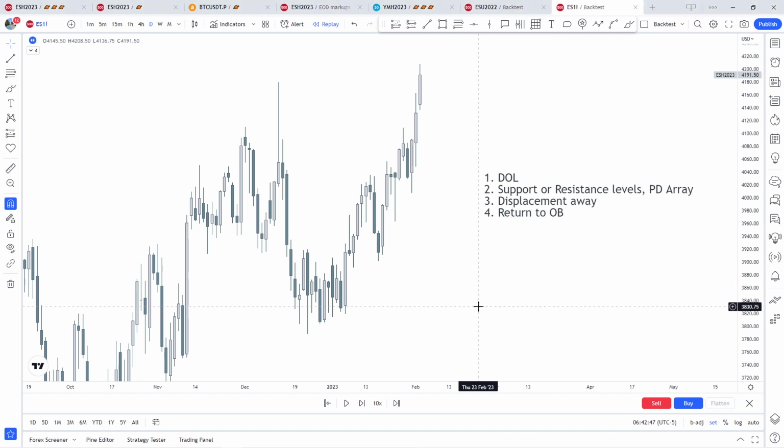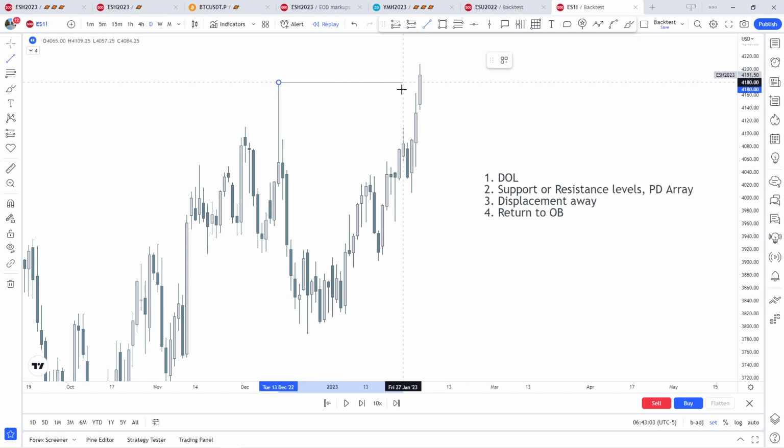Why I think order blocks are misunderstood is because you need a draw on liquidity. If you are bullish and you have a draw on liquidity on the upside, so buy side liquidity, for example this buy side liquidity, then all the down closed candles here are order blocks since our draw on liquidity is on the upside. If you don't have a clear draw on liquidity, then I advise to always stay out until you do have one.